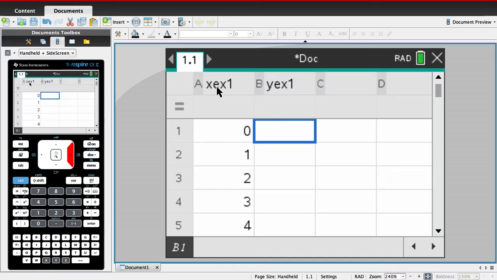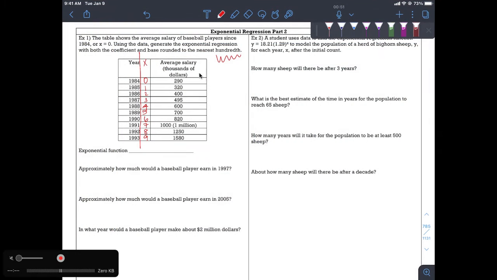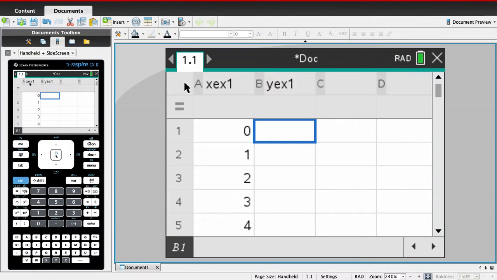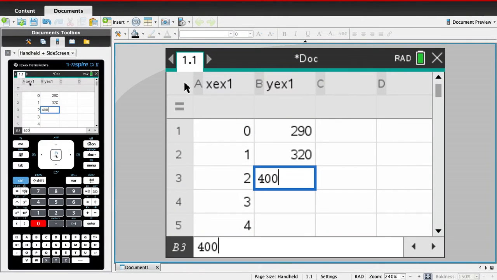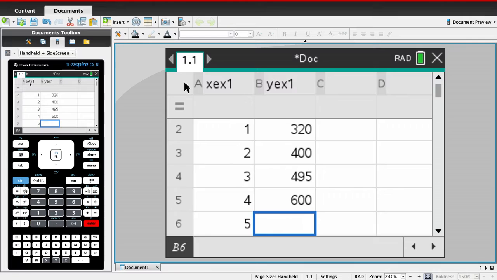Now, here they had our numbers in kind of a reduced format. They did it in thousands of dollars. So I'm going to type them in exactly as they are, but I just want you to remember that this is in thousands. This is not $290. All right. So I have those values inputted now.